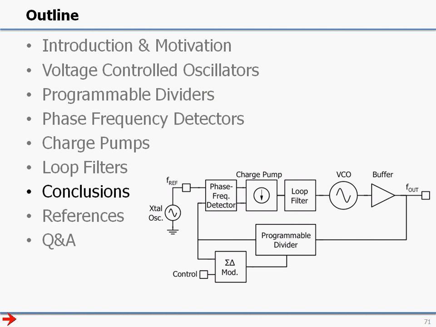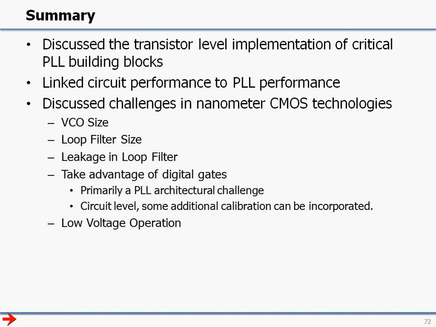Okay, so at this point, we completed the loop, and we are ready for some conclusions. I discussed the transistor level implementation of the critical PLL building blocks, primarily those building blocks that typically require a full custom design. I tried to link some of the circuit performance to the PLL performance, and I discussed some challenges in nanometer CMOS technologies, in particular the size of the PLL and the VCO, the loop filter size, leakage that can occur, and the low voltage operation that we need to accommodate in newer technologies.